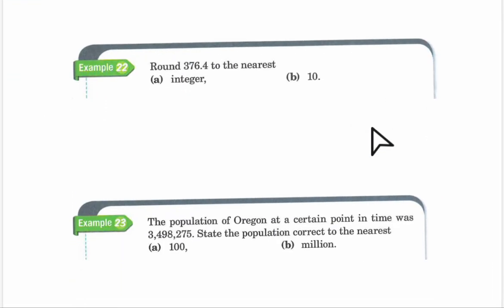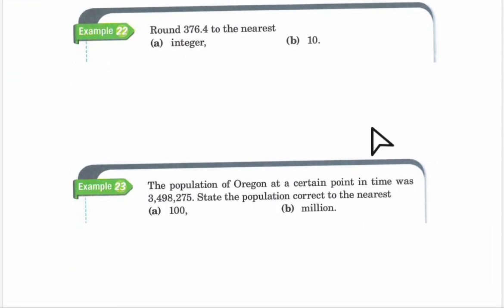All right, let's go on to some examples. First example, example 22 from the book. You need to round 376 and 4/10 to the nearest A, the integer, or B, 10. When they say integer, it's basically the ones place, okay? Because that's where your integers begin. So it's the ones place. Go ahead and pause the video and try that on your own first.